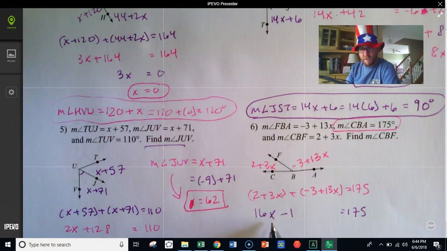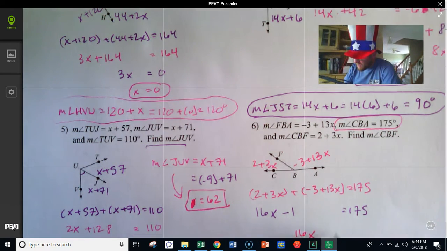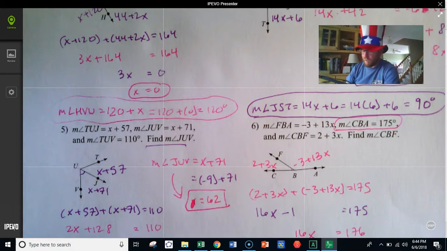Our ultimate goal in any equation is to get the variable by itself. It's a single variable equation, of course. And of course, the first step is to get the term that has the variable all by itself. So we've got to get rid of any other terms, and in this case that would be this -1. So we're going to get rid of it by adding 1 to both sides. So we got 16x, 175 becomes 176. Now, we're going to divide by 16 on both sides. Of course, 16x divided by 16 is just x.